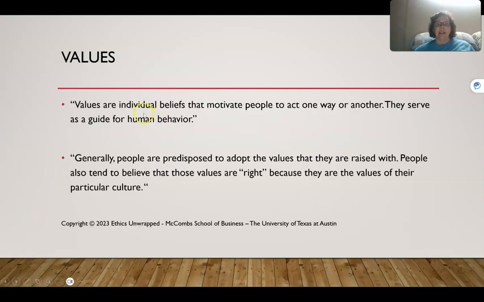Values are individual beliefs that motivate people to act one way or another. They serve as a guide for human behavior. Generally, people are predisposed to adopt the values that they're raised with. People also tend to believe that those values are right because they're the values of their particular culture. So often it isn't until people encounter other people from different cultures or different scenarios or are educated differently that they change their values.